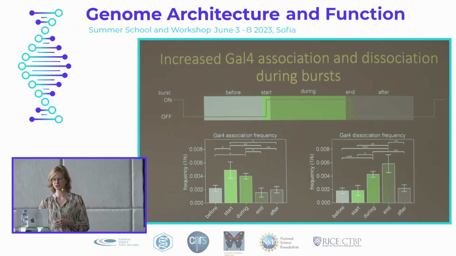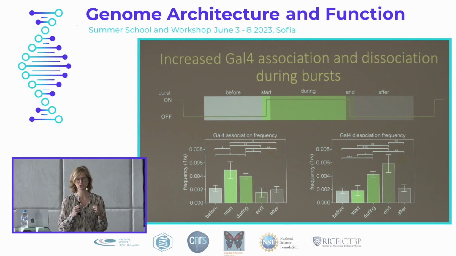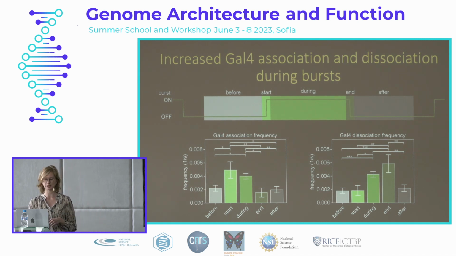When we look at the dissociation frequency, again, as expected, we see the highest frequency at the end of the burst. So when GAL4 leaves, this ends the burst very often. But we also see a very high dissociation frequency, again, during the burst. So GAL4 often leaves when transcription is on. And so this suggests that there may be exchange of molecules during a burst, where some molecules leave and others come in, and they can kind of take over and keep transcription going.